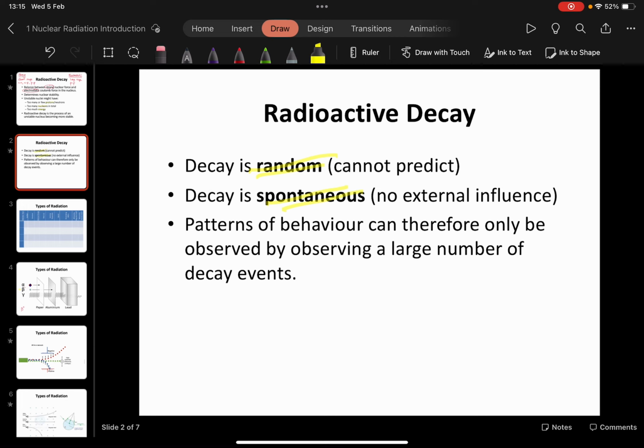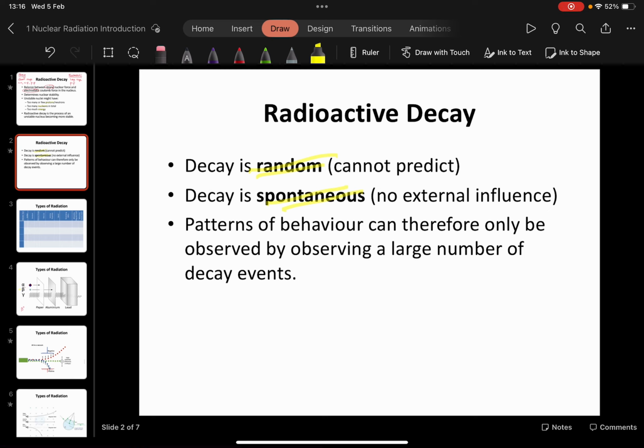Equally, radioactive decay is spontaneous. In other words, all of those external conditions that you could change that work with a chemical reaction do not apply here. Increasing temperature, increasing surface area, increasing pressure have no impact on the rate of radioactive decay. So decay is random and it is spontaneous.